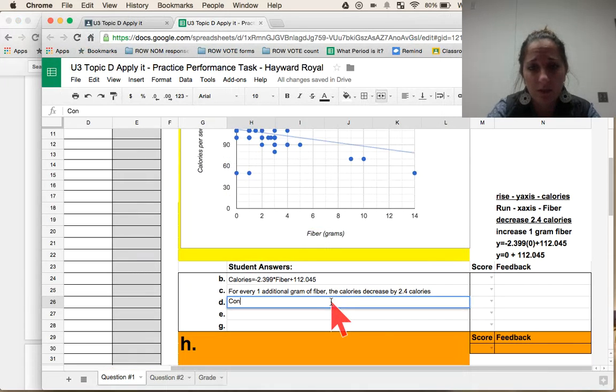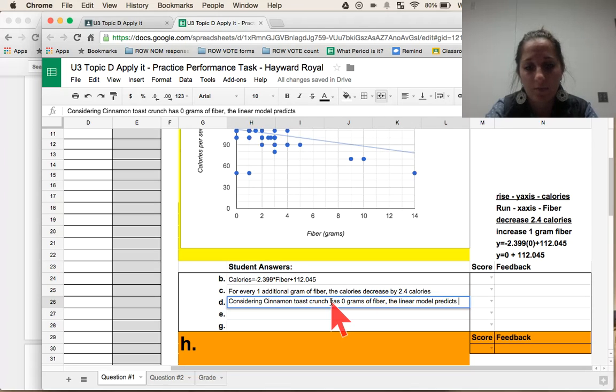So to be clear, what is the predicted? Okay, so considering Cinnamon Toast Crunch has 0 grams of fiber, the linear model predicts, I'm going to abbreviate Cinnamon Toast Crunch, to have about 112 calories per serving.